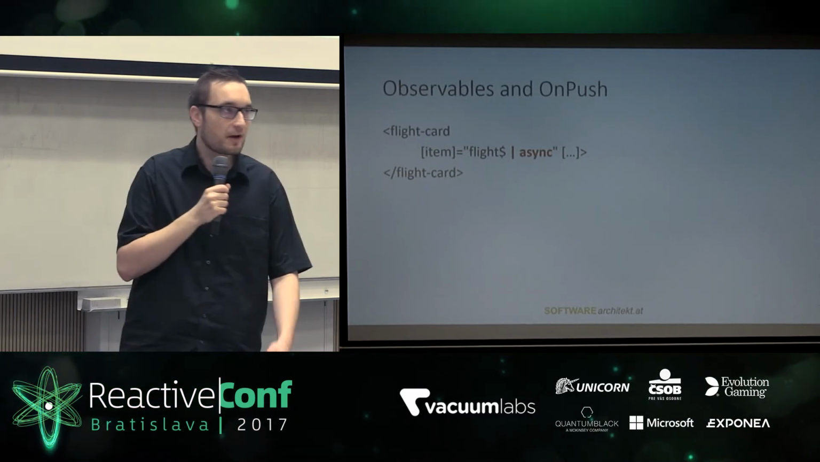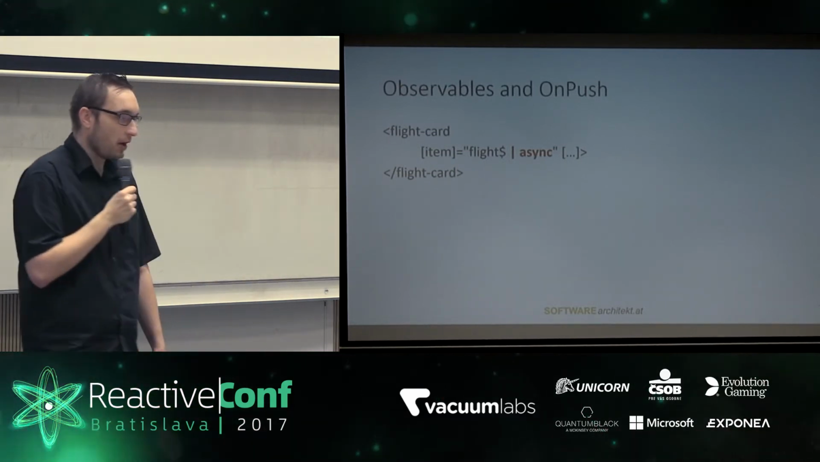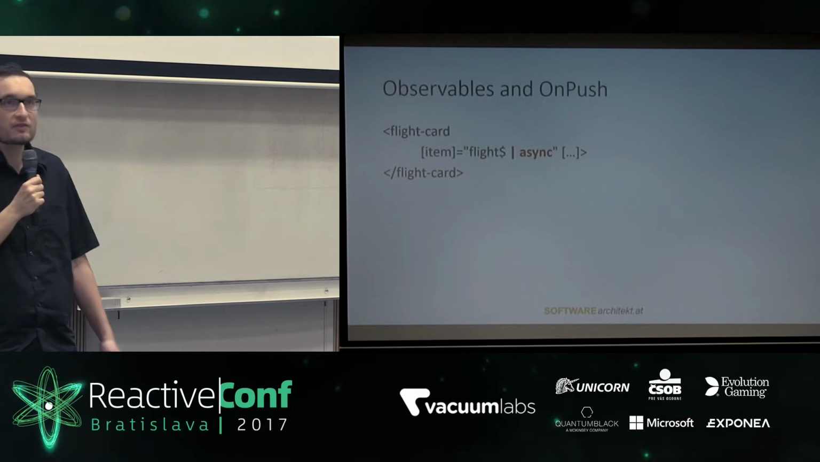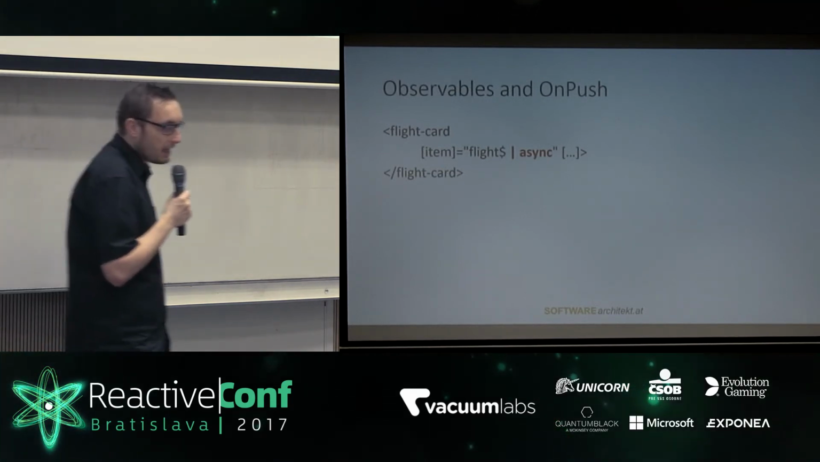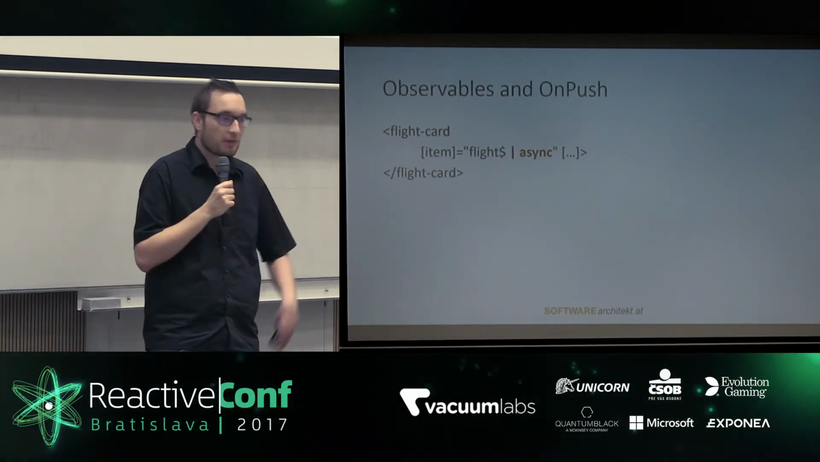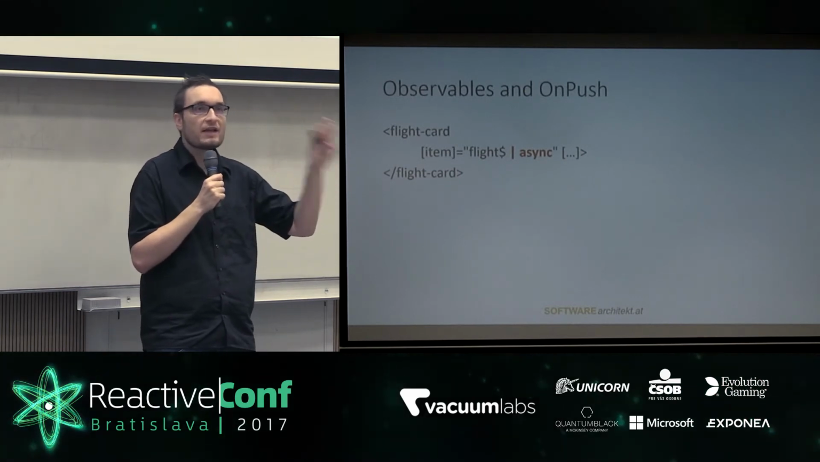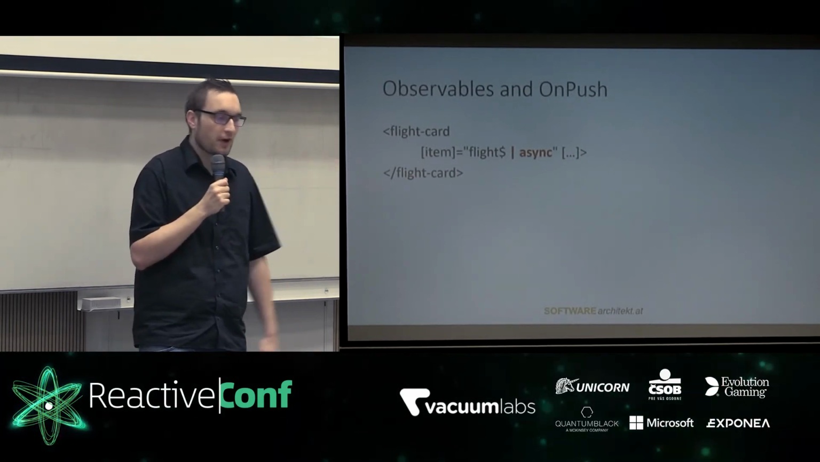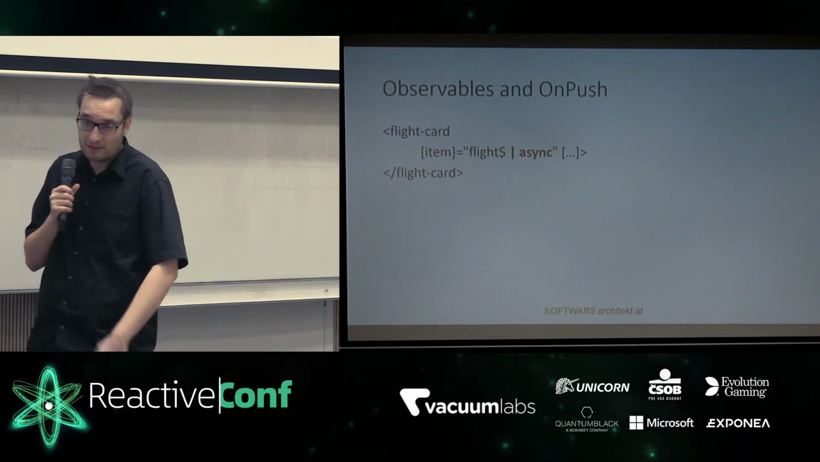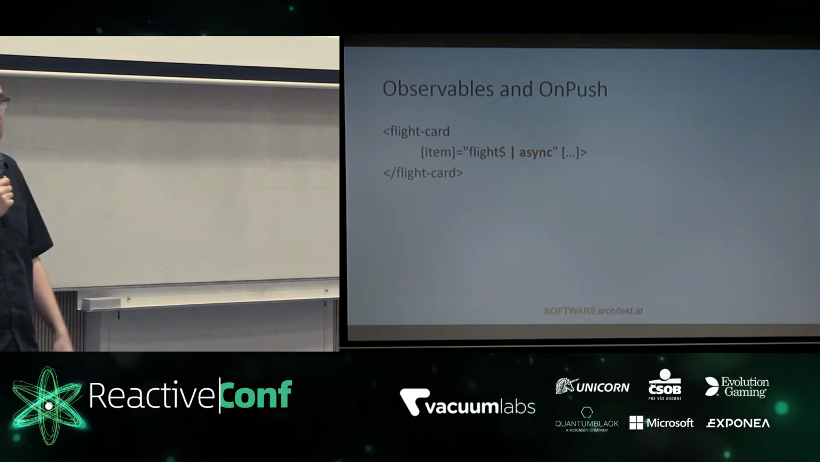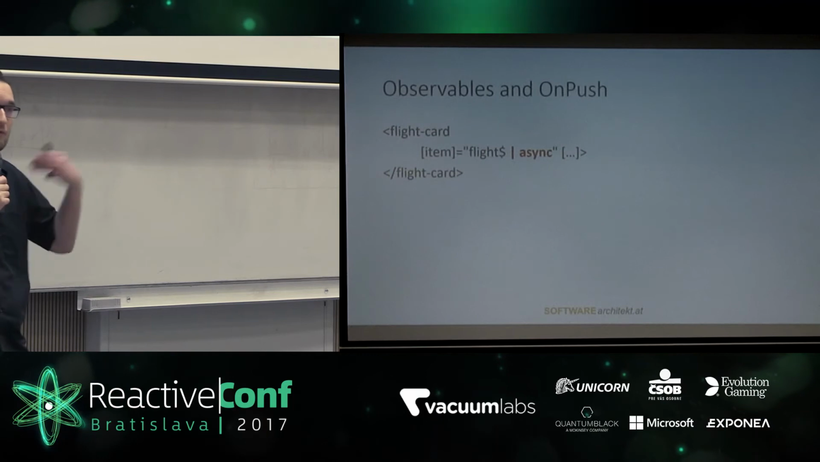Here I have another example. Here I'm using an observable. It is called flights$. And I'm binding this observable to a template using the async pipe. And one more time, in this case, Angular will trigger change detection when this observable comes up with a new value.